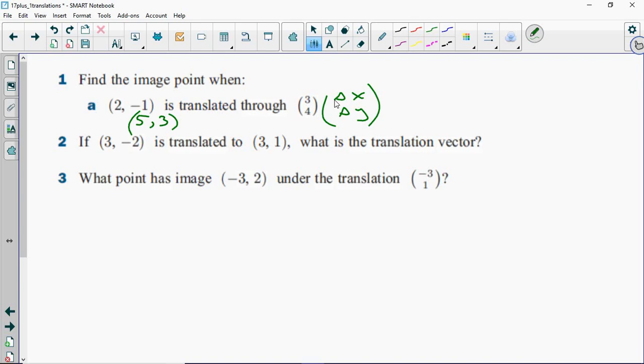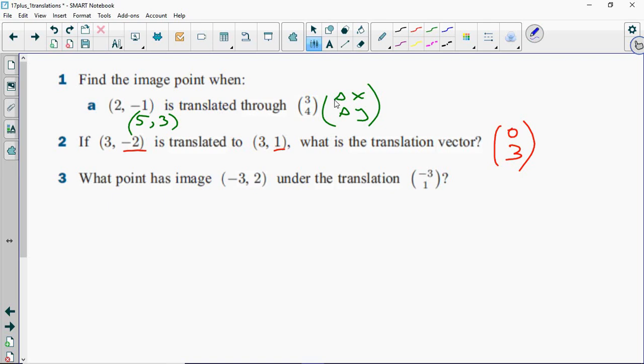In the second problem, we have a point where it started. We have a point where it ended. The question now is, what was the vector that it traveled through? Well, let's look at those x-coordinates. You notice that they didn't change, did they? That means that the delta x was 0. Now with the y-coordinates, it went from -2 up to 1. What kind of a change is that? Well, you just do where it ended, 1, minus where it started, -2, and that's 3. So that's the vector that it traveled through.